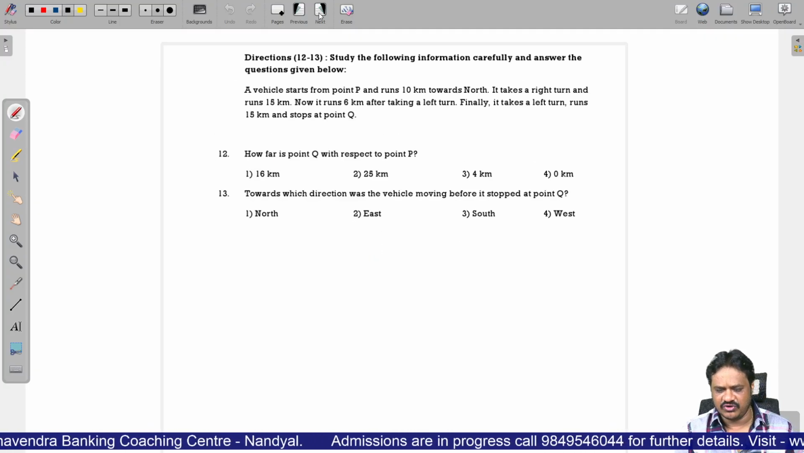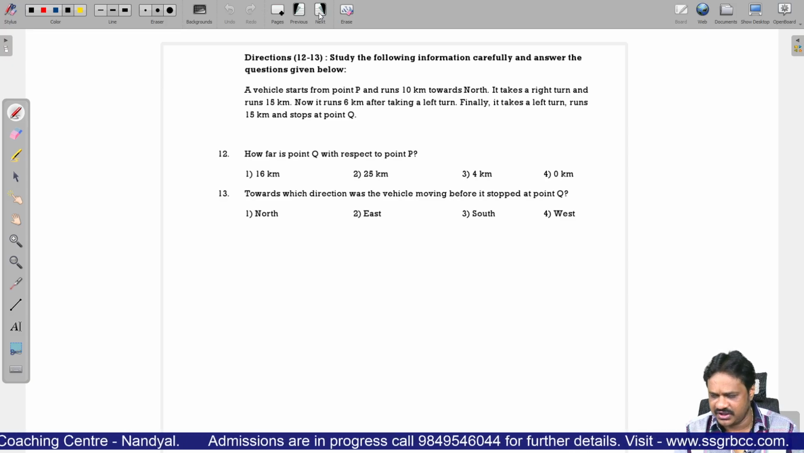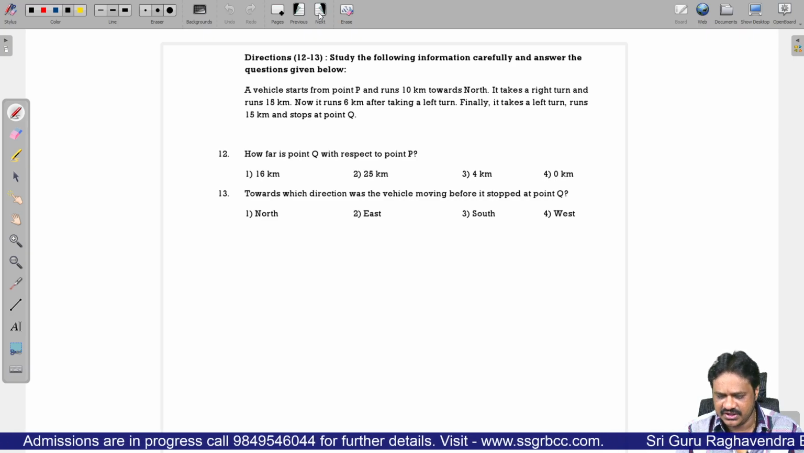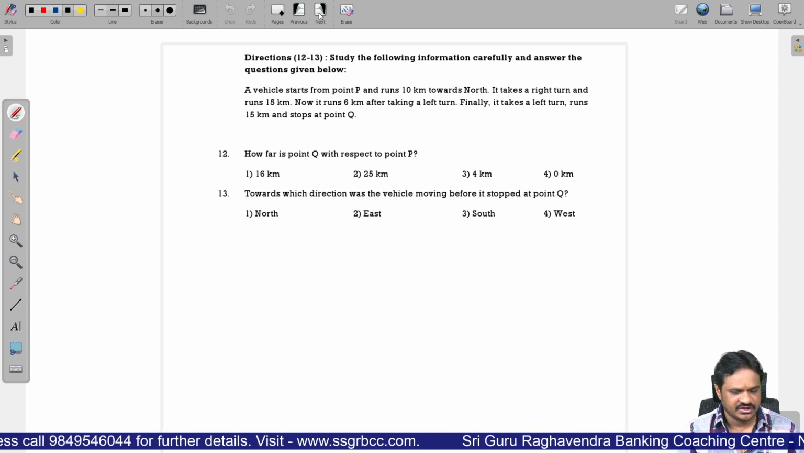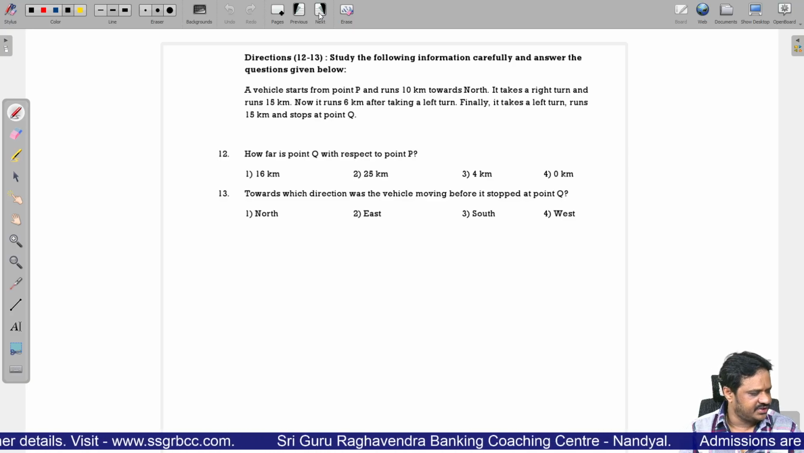Let us see 12 to 13. Study the following information carefully, then answer the questions. A vehicle starts from P, runs 10 kilometers to the north, takes a right turn, runs 15 kilometers. Now it runs 6 kilometers after taking a left turn. Finally, it takes a left turn and stops at Q after walking 15 kilometers.